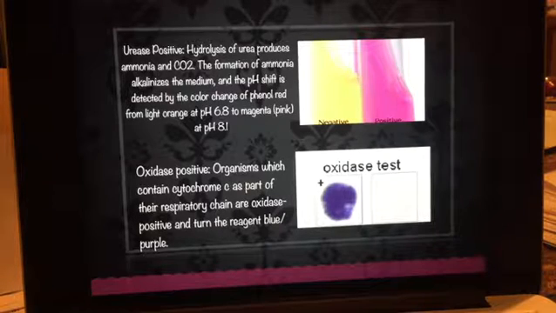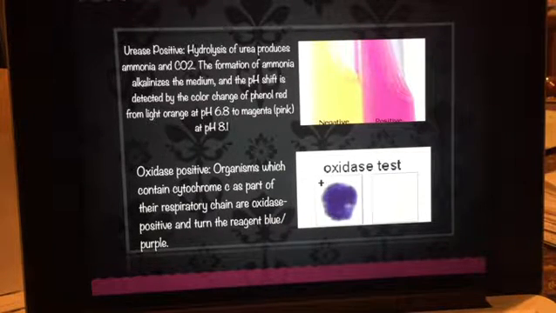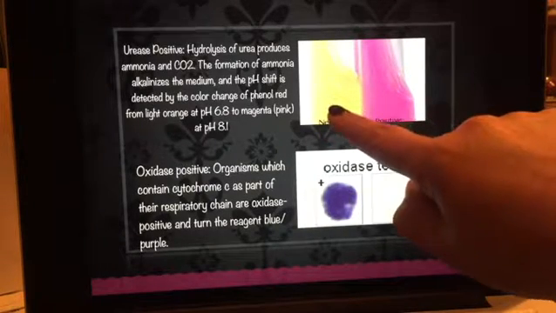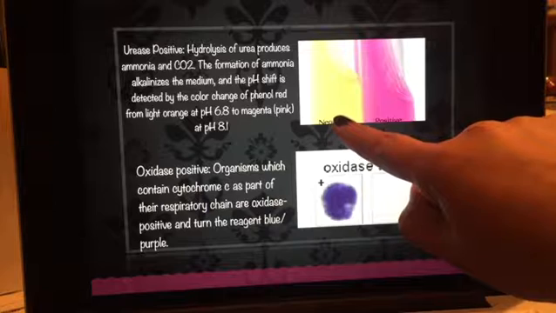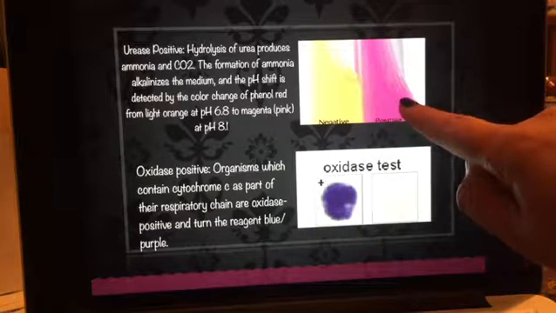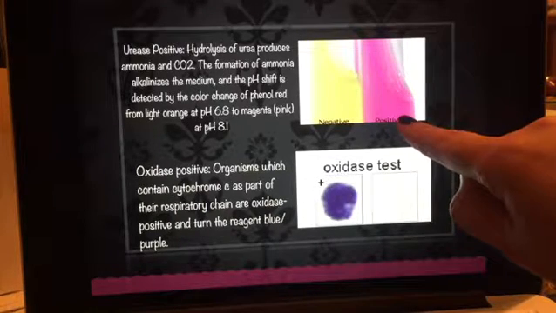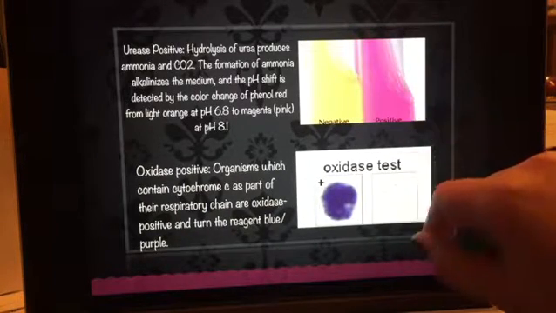The top one here is the urease positive reaction. Hydrolysis of urea produces ammonia and CO2. The formation of ammonia alkalinizes the medium, and there's a pH shift, which is detected by a color change in phenol red. It goes from this light orange, which looks more yellow here, which has a more acidic pH of 6.8, to this magenta pink, which is more of a pH of 8.1. So it went to a more alkaline pH here.